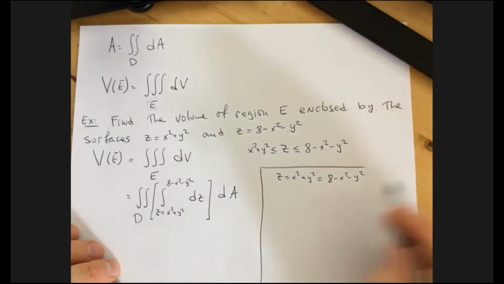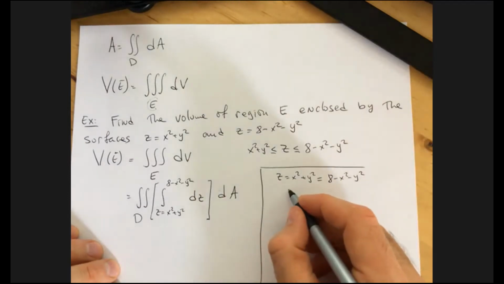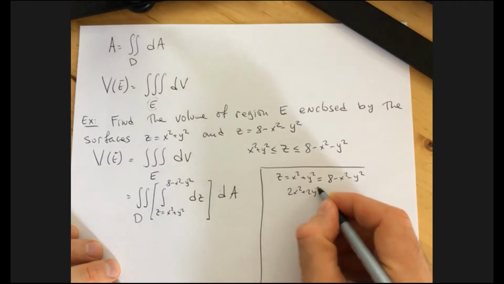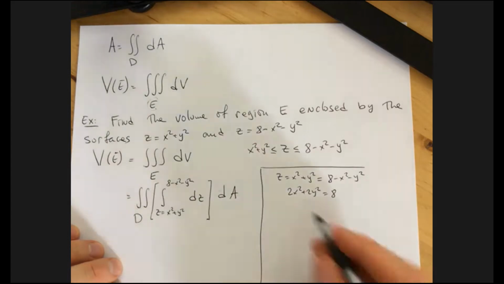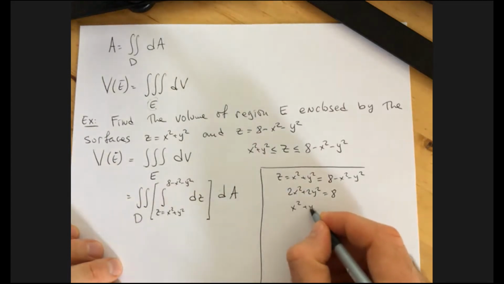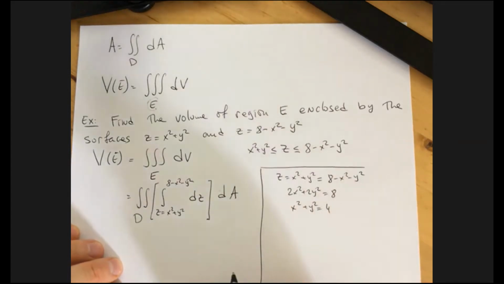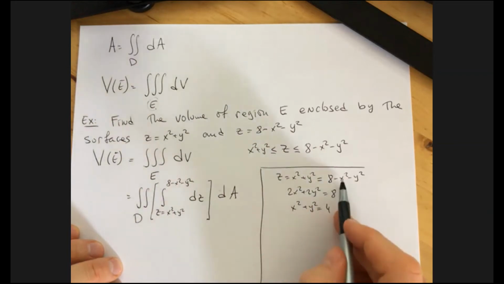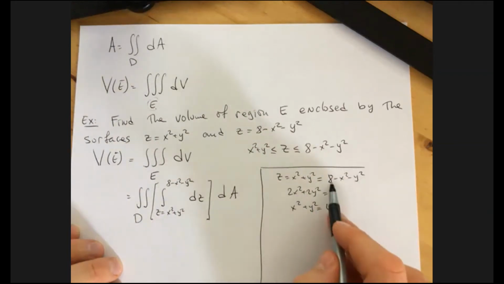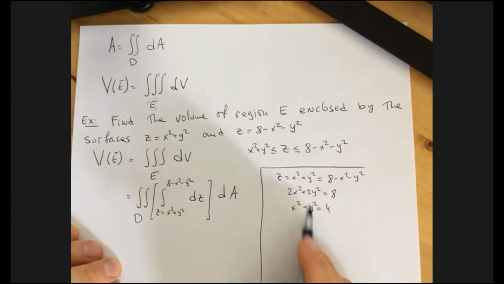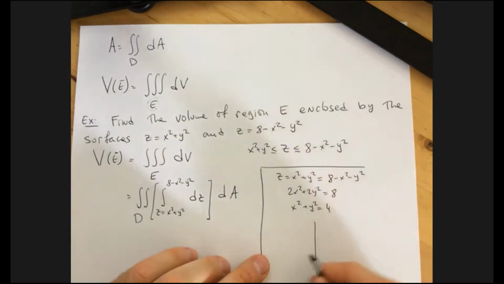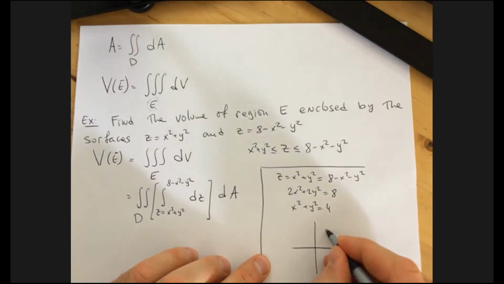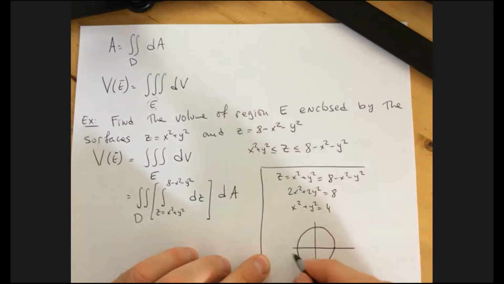So what do I have here? I have 2x squared plus 2y squared is equal to 8, right? So what do we get? We just get a circle with radius 2. Again, how did I get this? By setting these two equal to each other. And I get a circle with radius 2.